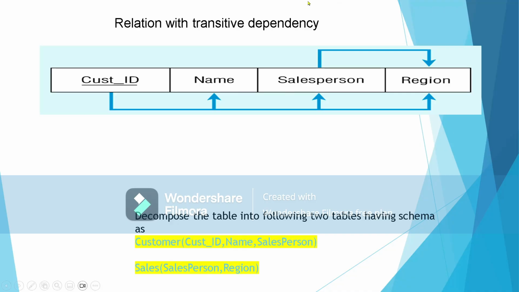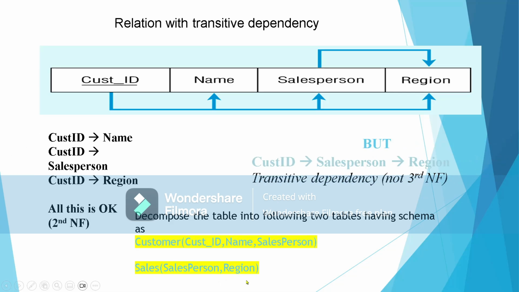So the table will be decomposed into two. The first table will be the customer table having customer ID, name and salesperson as attributes. And another table will be the sales table in which salesperson and region, these two attributes, will be there.